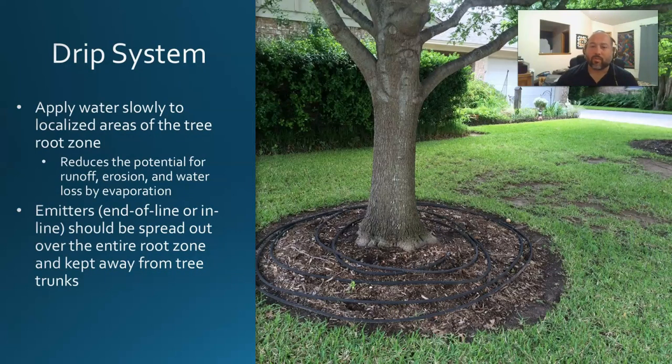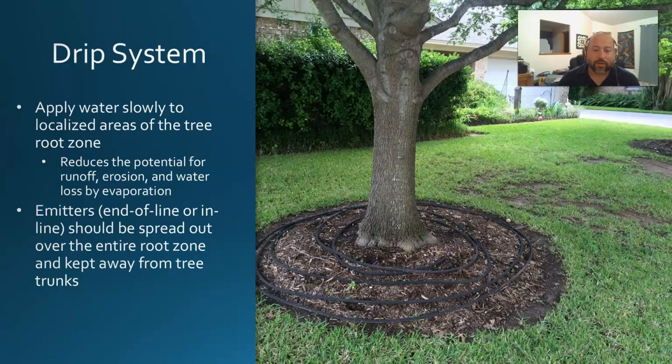Drip systems work better than sprinklers because it's just more focused irrigation on the tree, and specifically focused on the root zone. You apply water slowly to the root zone. This reduces runoff, erosion, and the water loss potential by evaporation. With sprinklers, you're just throwing water into the air. Well, some of it's going to hit the ground, and some of it's just going to evaporate off. Here, we're soaking. Everything's getting soaked into the tree.